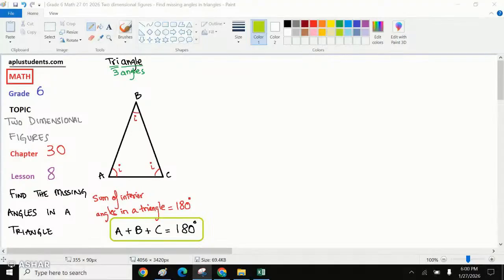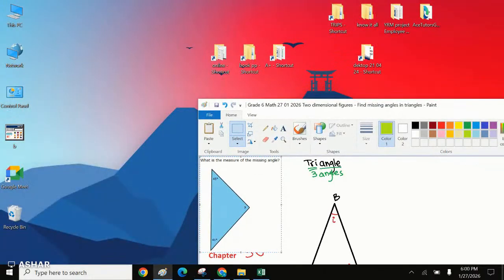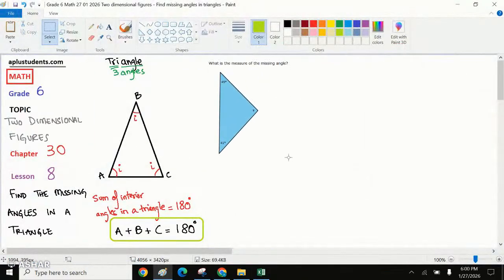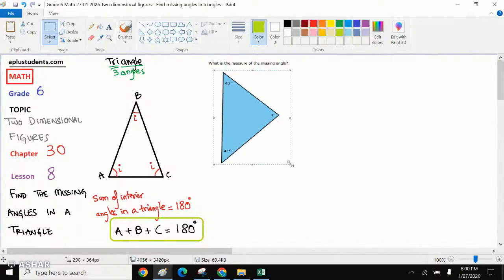I'll copy the first question and we'll see what is the measure of the missing angle. Okay, they have given us a triangle in the first question. They are asking us to find the missing angle in question number 1. What is the measure of the missing angle? So what we can do is label this, it's easier for us to remember, A, B, and C. We have the value for angle A, angle B is missing, and we have C. We need to find the angle B.